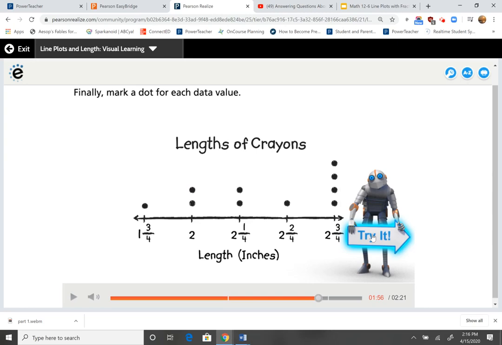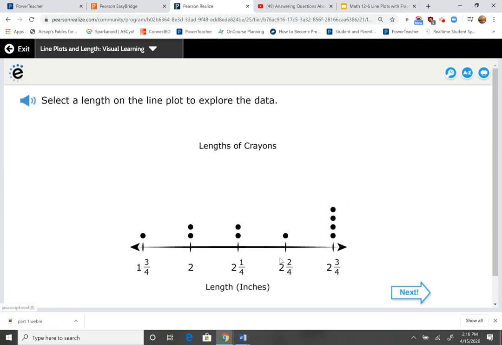Now we're going to look at this, try it, and explain it a little bit further. Here's the explanation. Anna has 1 crayon that is 1 3/4 inches long. Anna has 2 crayons that are 2 inches long. Okay, does everyone see that? Anna has 2 crayons that are 2 1/4 inches long. So each dot represents a crayon that is the length shown on that scale on the bottom there.